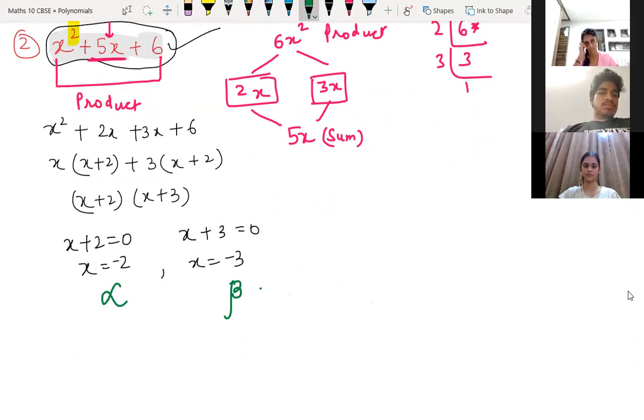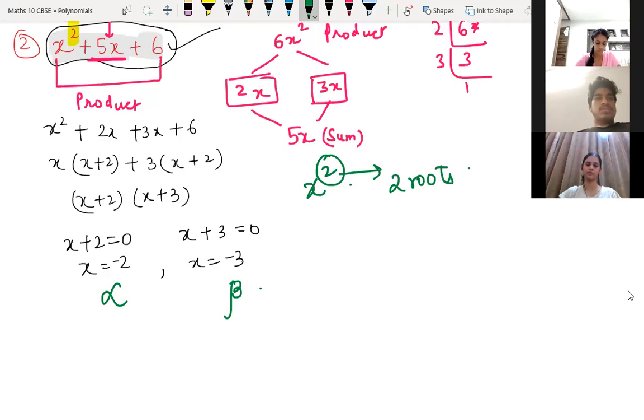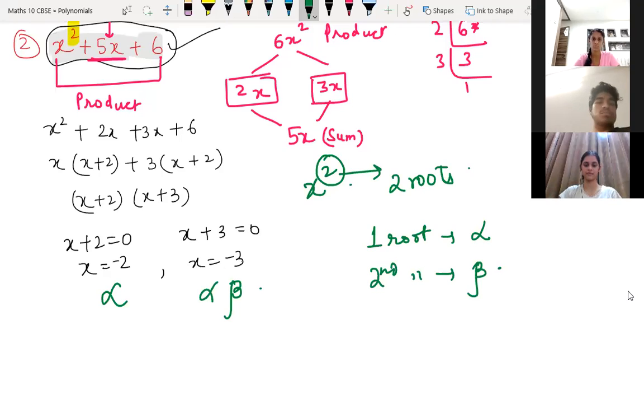Is it clear, children? What I'm saying is, if the power is 2, you will get how many roots? 2 roots. Okay. So the first root we call alpha and the second root we call beta. Is it clear now? Simply you name it. Alpha is minus 2, beta is minus 3. Or you can exchange also. This is alpha, this is beta, not a problem.